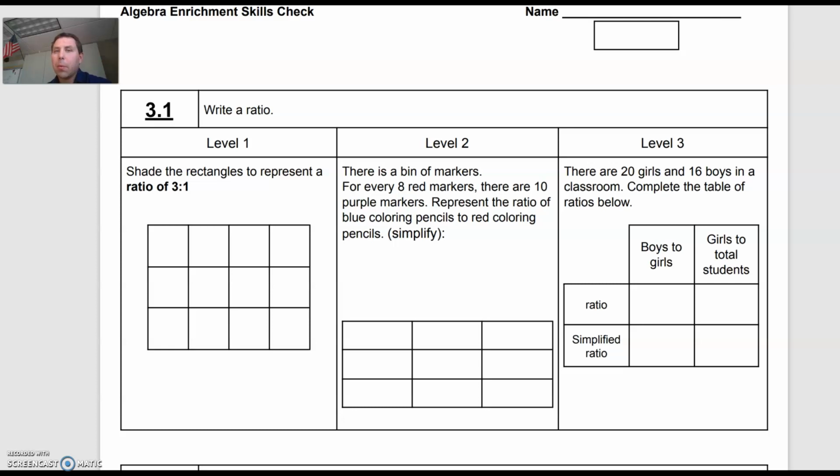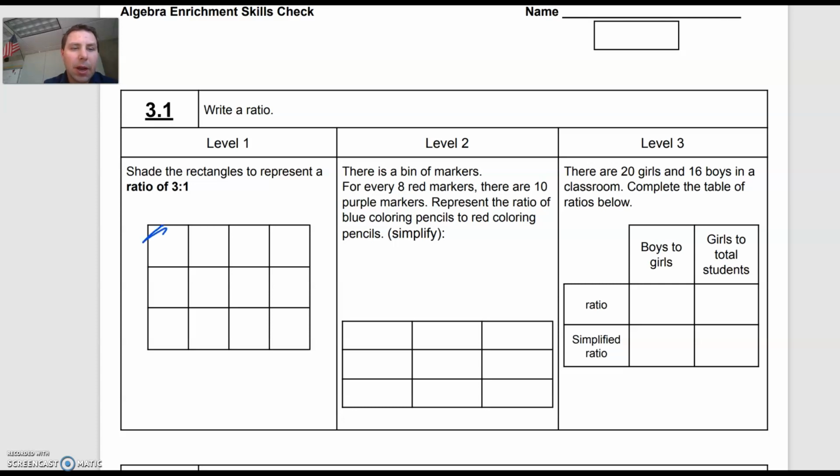Okay, let's go over skill 3.1, which is writing your ratio. We want to make sure that you're comfortable creating the ratio and also simplifying them as needed. What I've done here is I have 3 questions we'll go over. The first one will be level 1, which is saying shade the rectangles to represent a 3-to-1 ratio. In other words, we want 3 shaded for every one that is not.